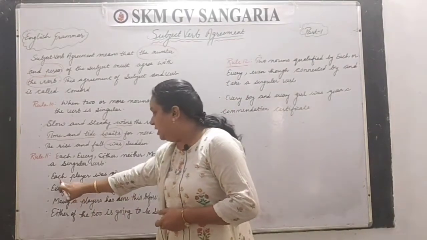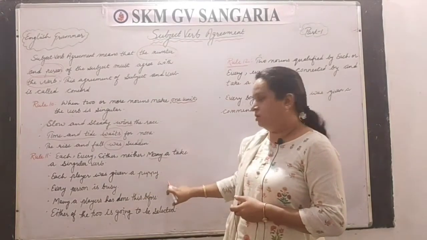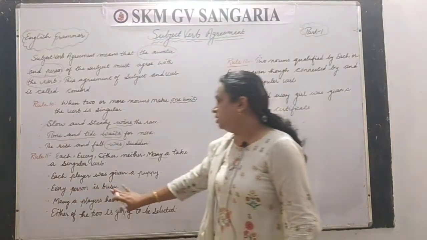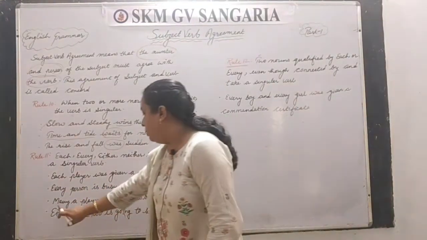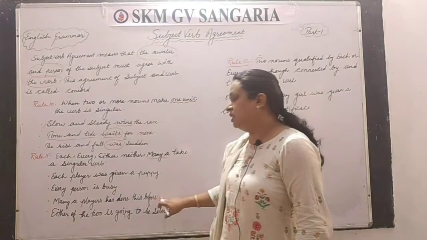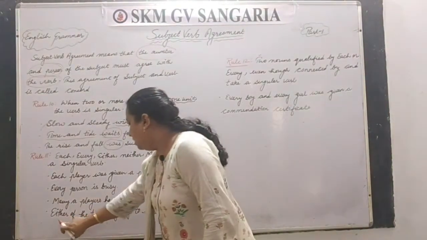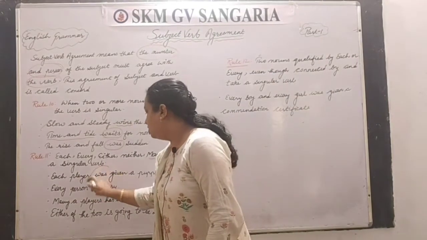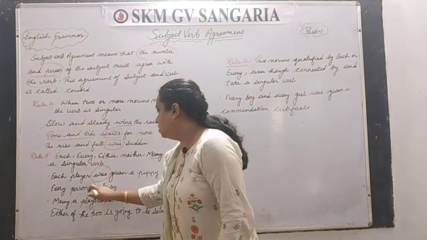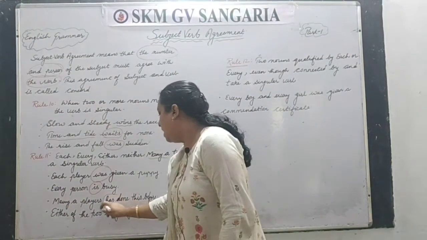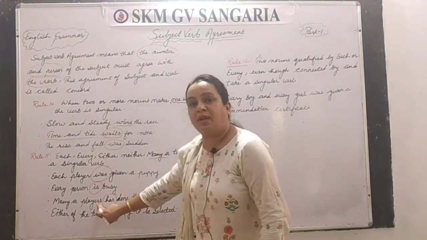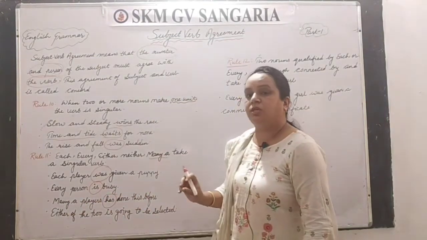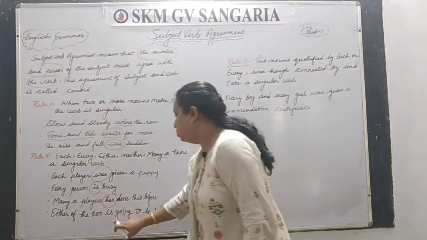For example, each player was given a puppy. Every person is busy. Many a player has done this before. Either of the two is going to be selected. So each player was given a puppy. Every person is busy. Many a player has done. Here, although it is written players, if it is "many a," you have to use a singular verb. Either of the two.